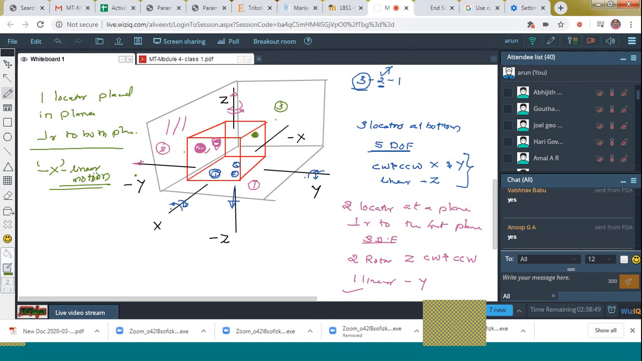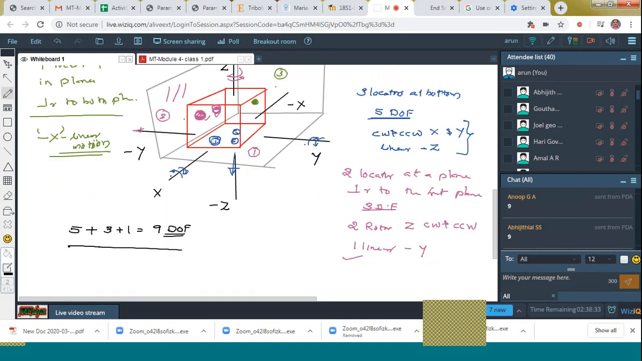So, totally, how many degrees of freedom are arrested by means of the 3-2-1 principle? 5 plus 3 plus 1, 9 degrees of freedom are arrested. Agreed? Yes. So, how many remaining are there? 3 degrees of freedom are remaining.